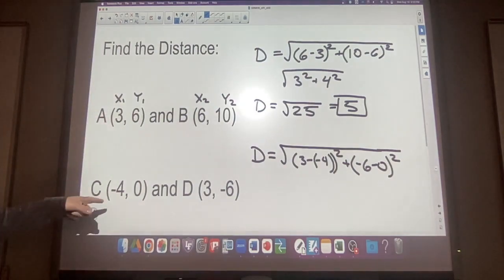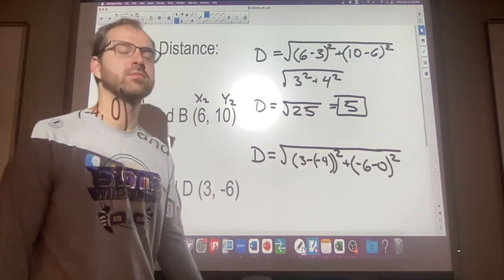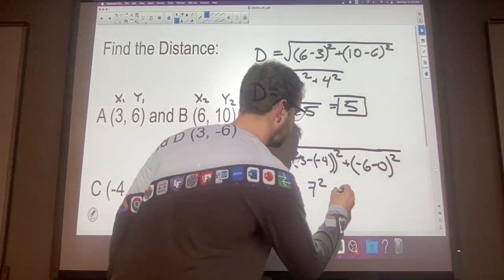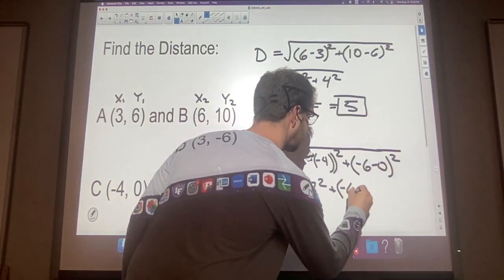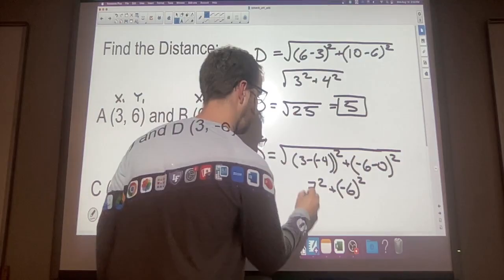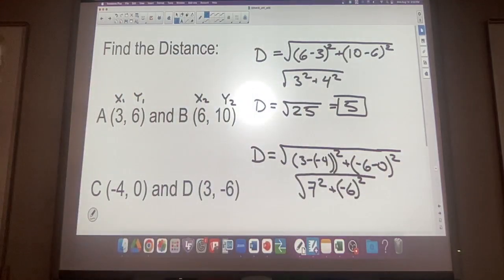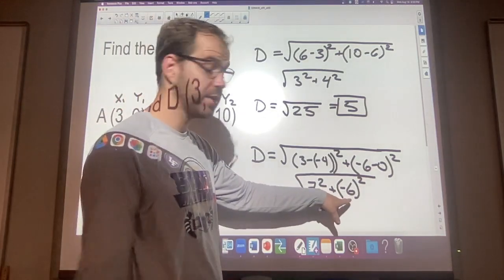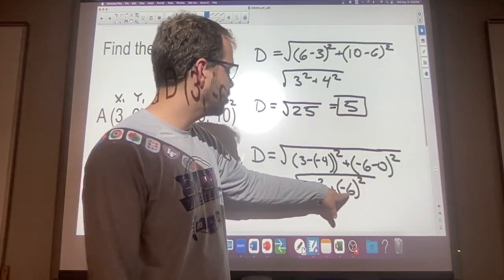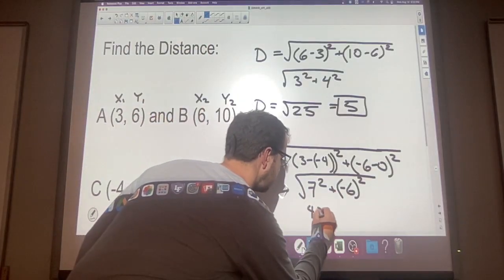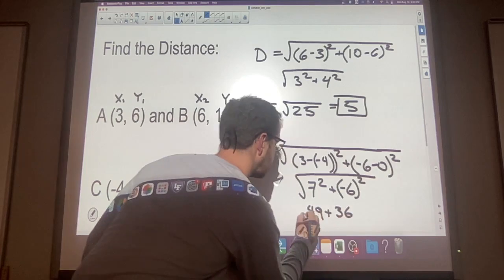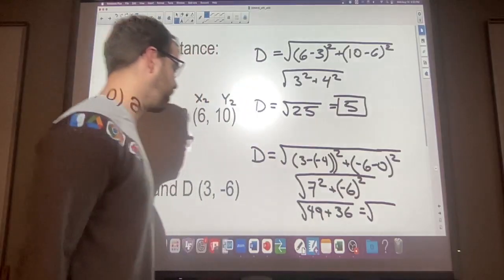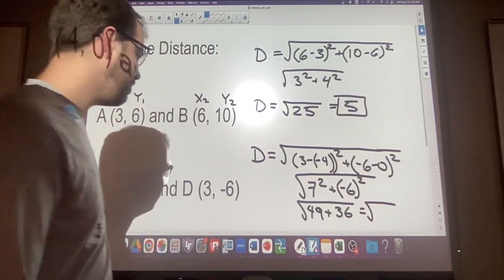All right, 3 minus negative 4. Subtract a negative, we add it. We're going to get 7 squared. Negative 6 minus 0, it's going to be negative 6 squared. And we're going to square the whole thing. Alrighty. So this is 49. Negative times negative is a positive, so it should be 36. So we got 49 plus 36, square root of that. So we have the square root of 85.